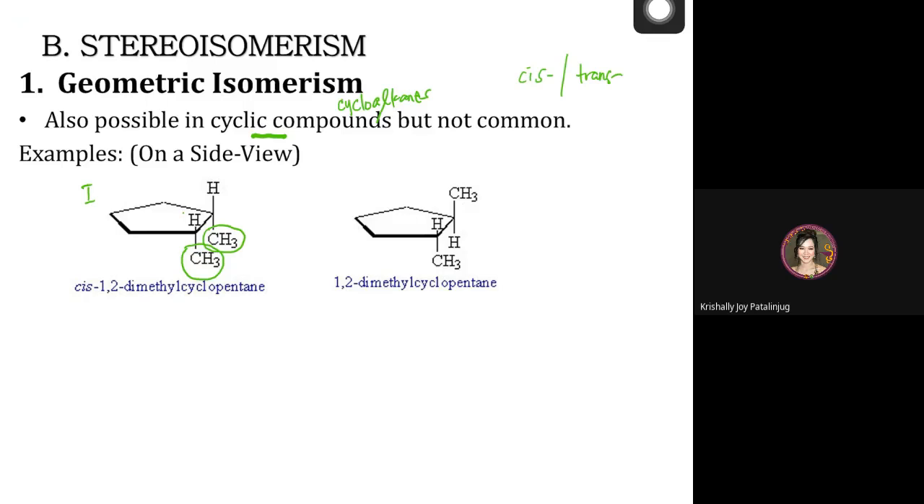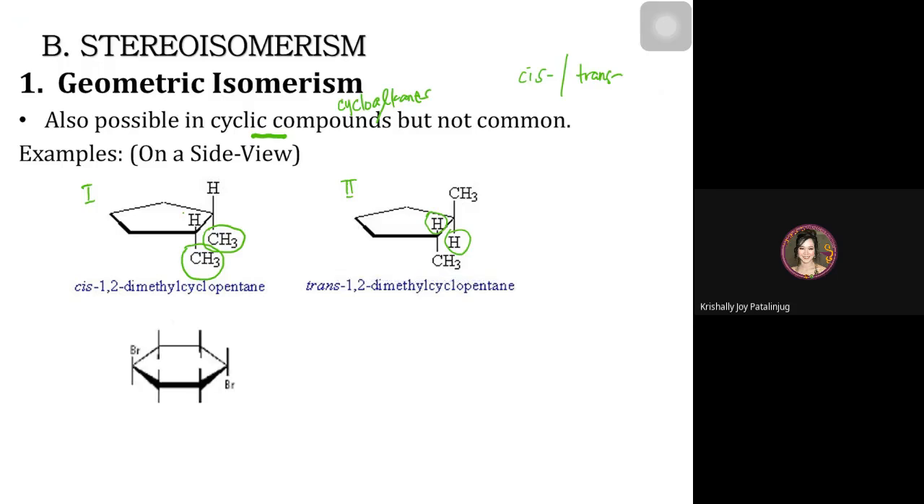Sige. On the second structure, tingnan mo yung nasaan yung hydrogen, 'di ba? Opposite side. Yung isang hydrogen nasa taas, yung isang hydrogen nasa baba. Okay? So, trans naman ito. Trans 1,2-dimethylcyclopentane.